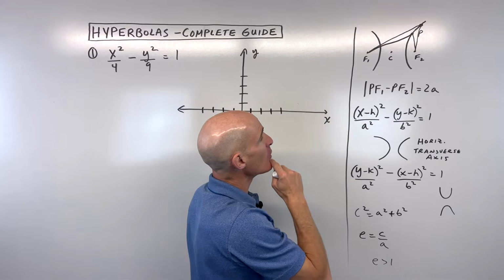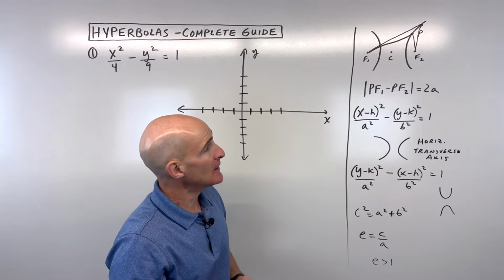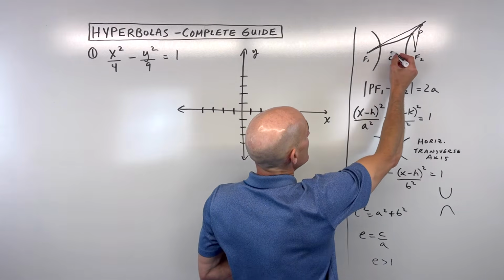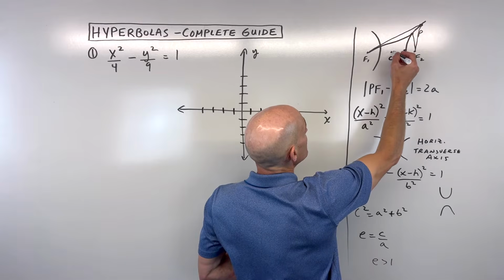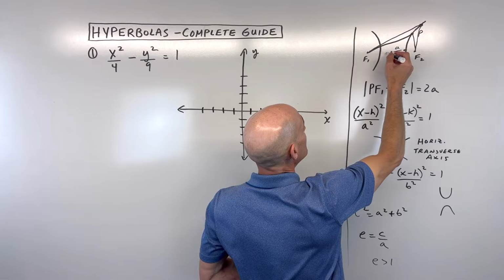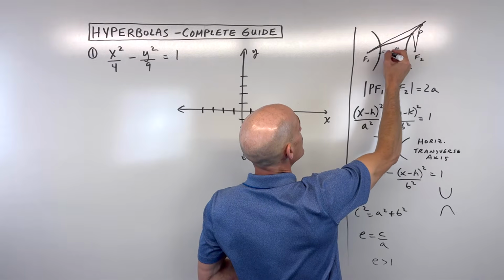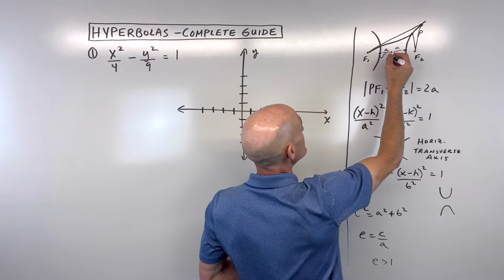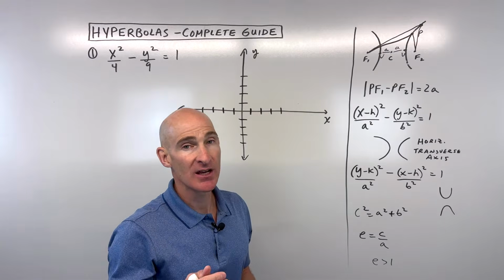Now you might be saying, Mario, what is this 2a? Well, a is the distance from the center to the vertex. So your vertex is where the hyperbola bends. That distance is a. Again, the distance from this center to this other vertex, that's a. So the distance between the two vertices, that distance is 2a.